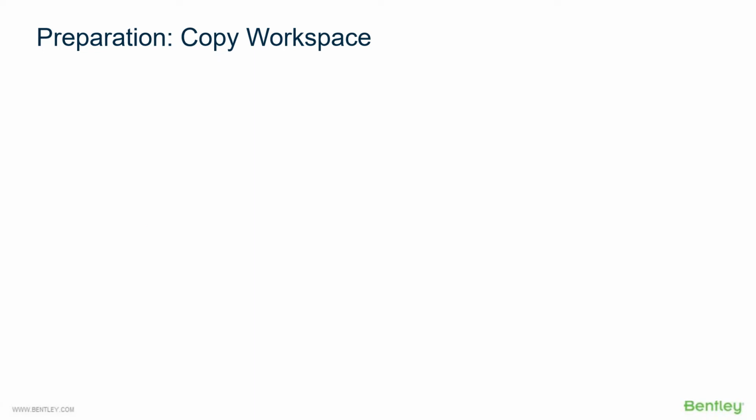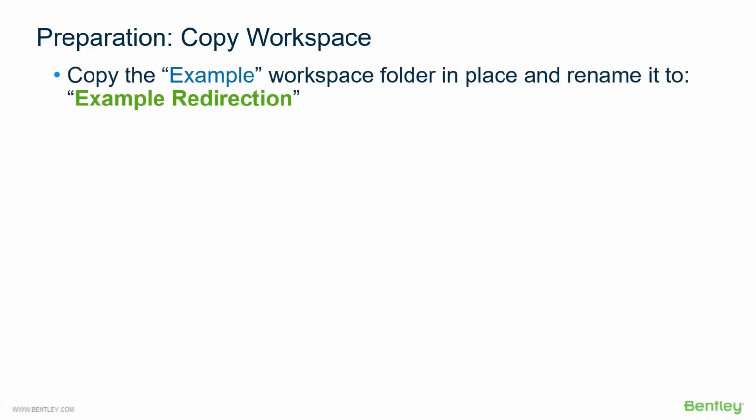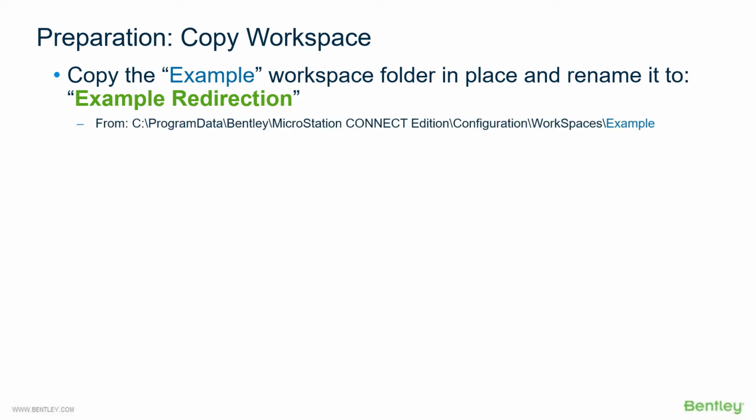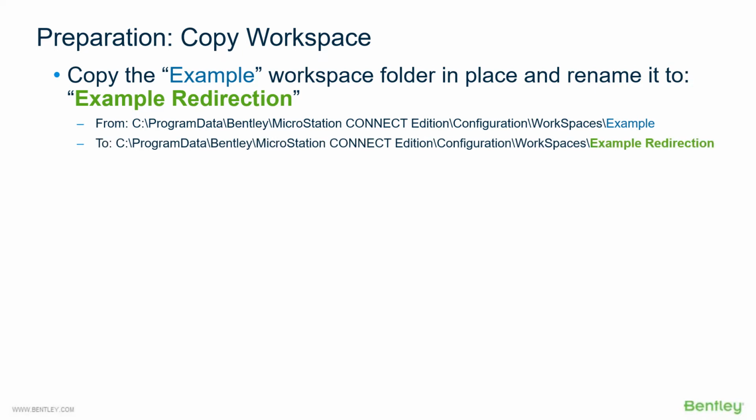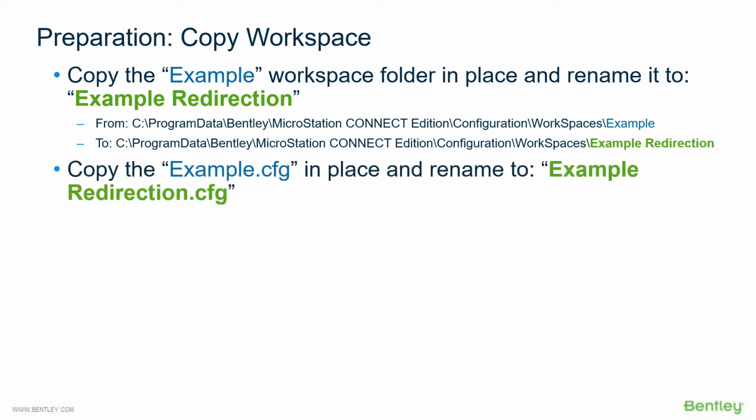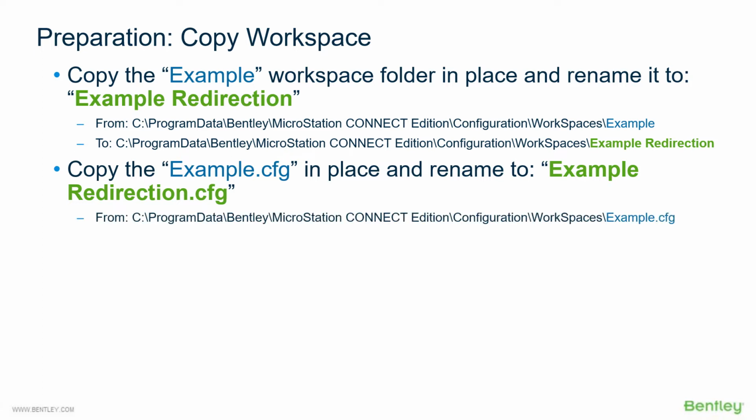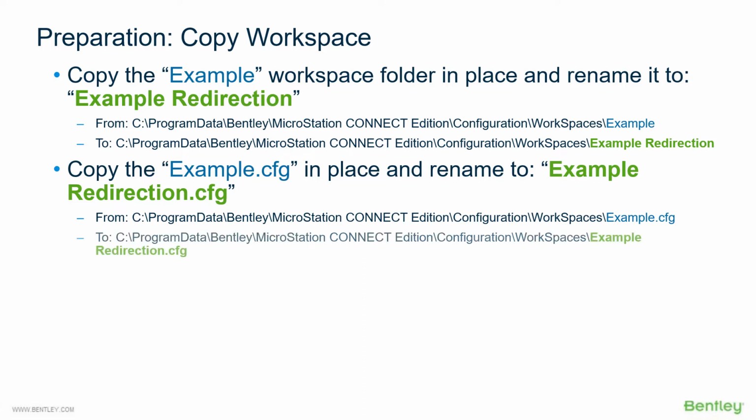Let's next copy the workspace. Copy the example workspace folder in place and rename it to example redirection. Here's the path from configuration workspaces example to configuration workspaces example redirection. Next, we can copy the workspace CFG file. We can use the example CFG file, place it and rename it example redirection CFG. This will be from configuration workspaces example CFG to configuration workspaces example redirection CFG.